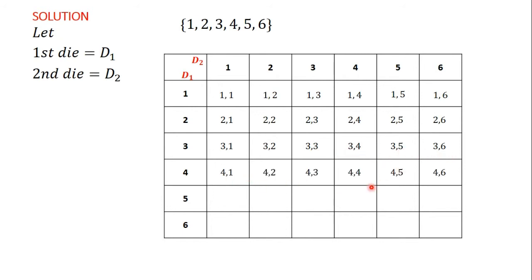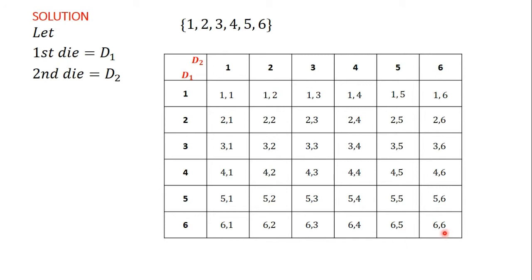You do the same thing for here. You are going to have (4, 1), (4, 2), (4, 3), (4, 4), (4, 5), (4, 6). You do the same thing here: (5, 1), (5, 2), (5, 3), (5, 4), (5, 5), and (5, 6). And finally, you have (6, 1), (6, 2), (6, 3), (6, 4), (6, 5), and (6, 6).